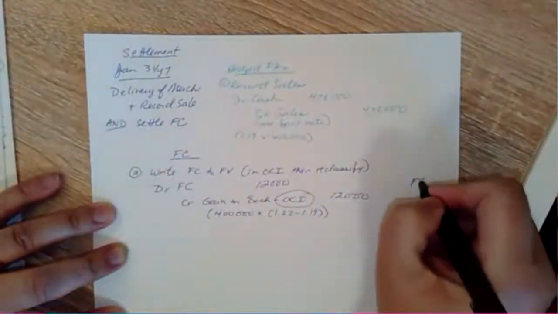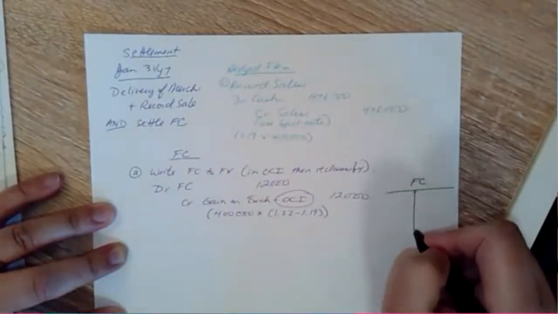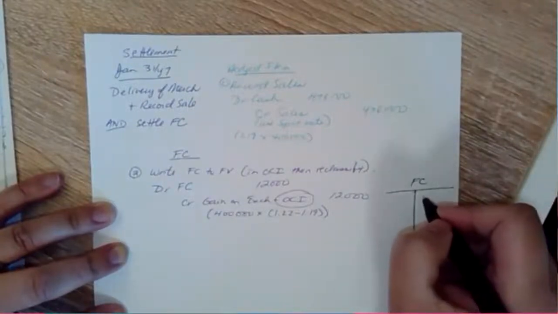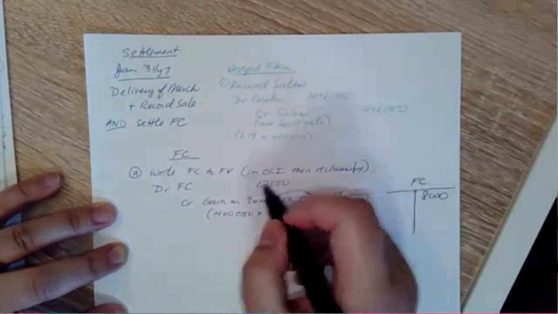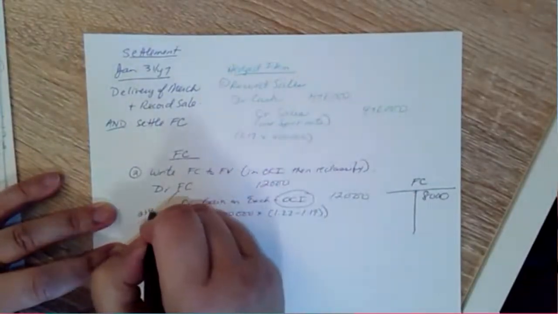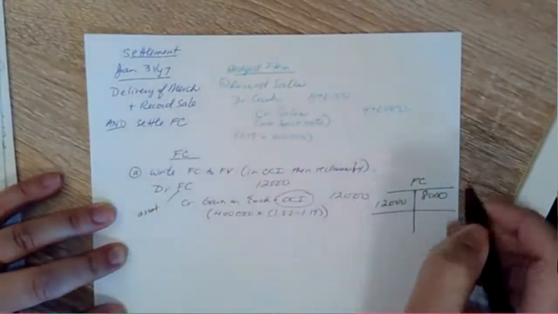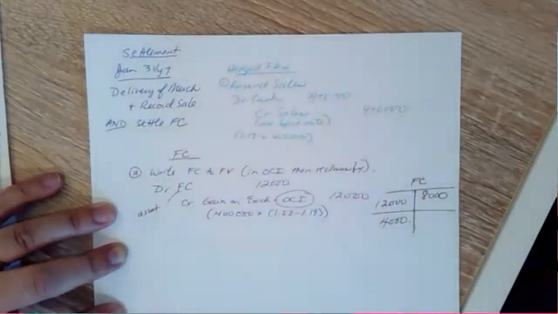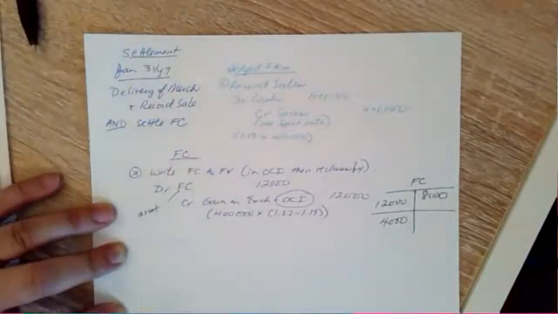T account of our forward contract, which we are. And you don't have to, you guys. This is just something that I like to keep track of. We originally had a loss of 8,000 way back on the other page. Then we had a gain, so notice this is an asset side, of 12,000. So our balance is 4,000. Okay? So that's done.